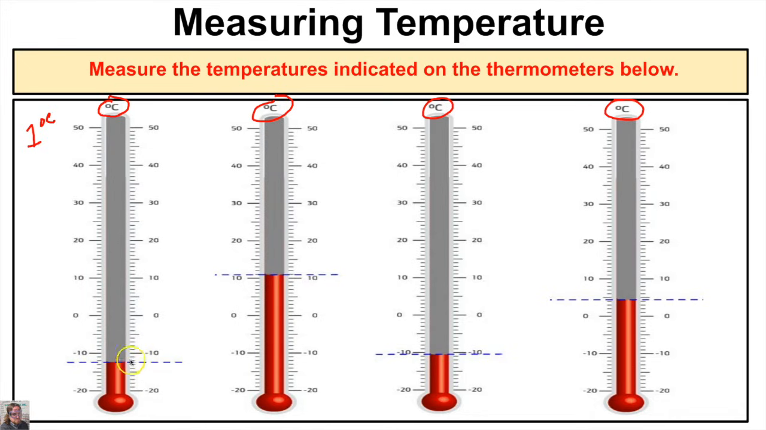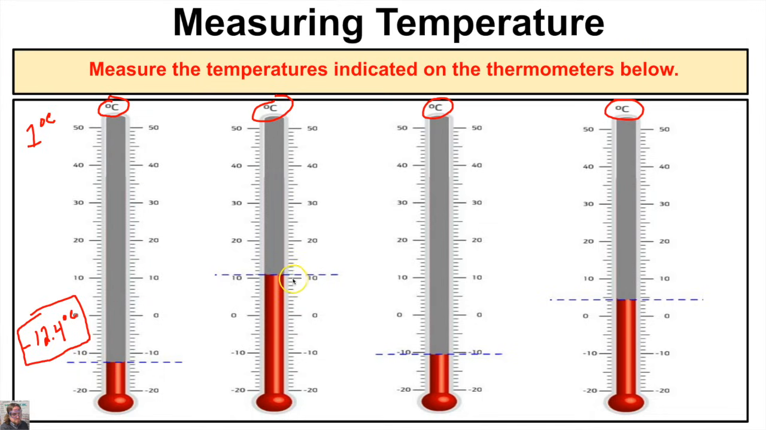So if we're asked to determine what the temperature here is, we can see 0 is here. And so if we count backwards from 0, this is -1, -2, -3, -4, -5. Here's -10, here's -11, here's -12, and it's just beyond -12. So we're going to estimate this to be -12.4 degrees Celsius right here. So the temperature on this thermometer is reading -12.4 degrees Celsius. Let's take a look at this one.